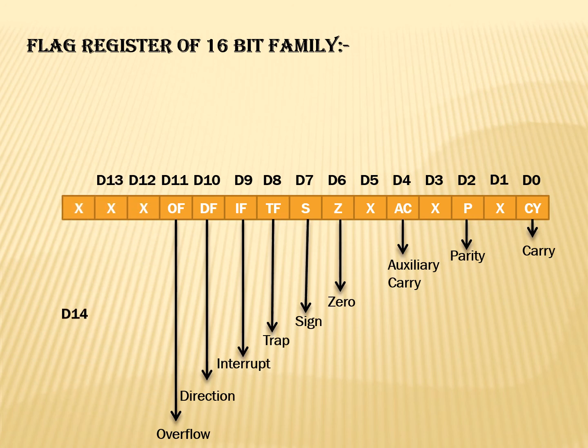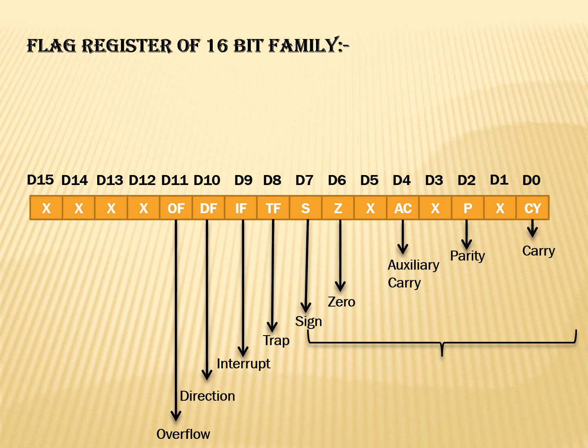Now D12, D13, D14 and D15, all these four are empty bits. Why were the bits empty? Because they thought that if some more advanced features were developed in the 16-bit family, at that time they could use them. But still, in the 16-bit family, we are not utilizing the bits from D12 to D15. So these are called empty bits.